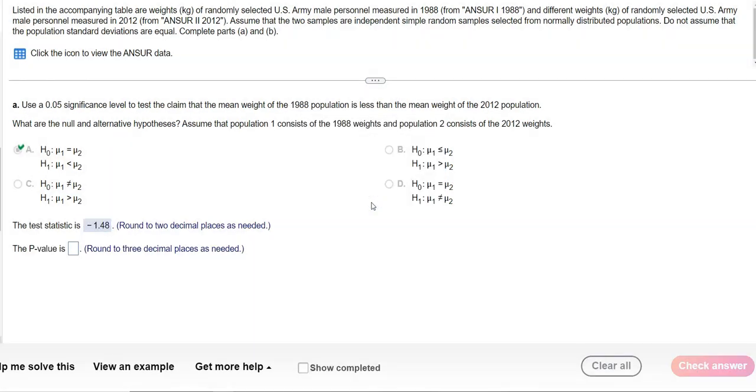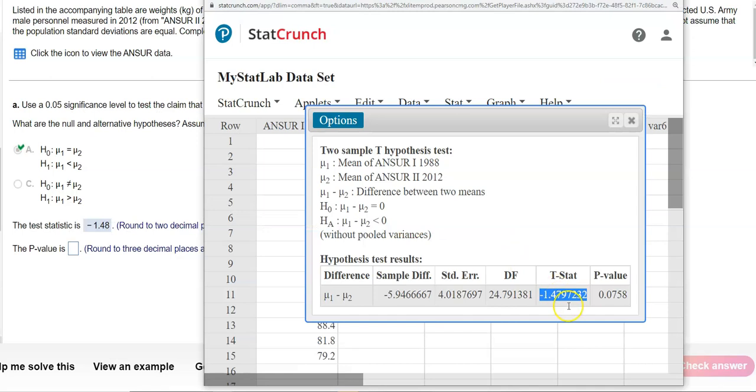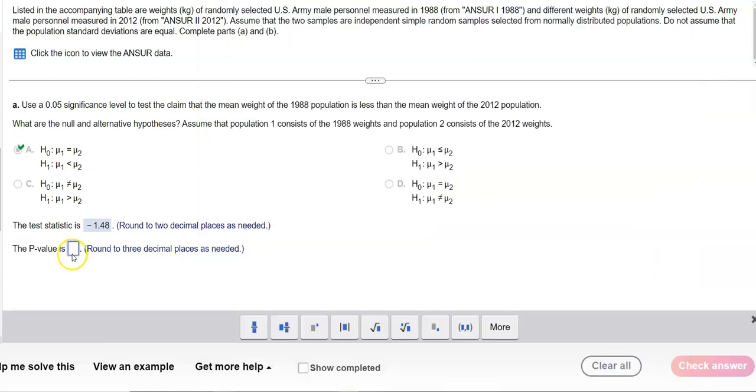Next, we needed the p-value. The p-value was also provided in StatCrunch right next to the value we were just on. See, here's the p-value. So we're going to copy that p-value and paste it over. This says to round to 3 decimal places. So after the decimal point, we go 1, 2, 3, which lands us on that 5. We look one digit after the 5 and see an 8, and 8 means we round up, so we're going to change that 5 to a 6.